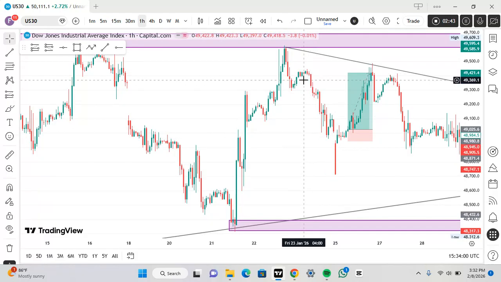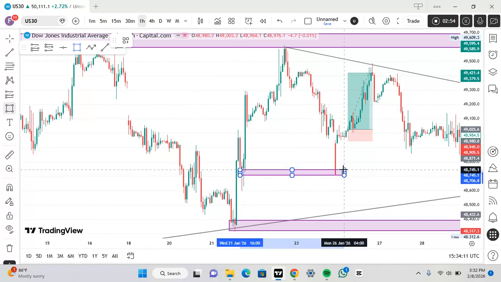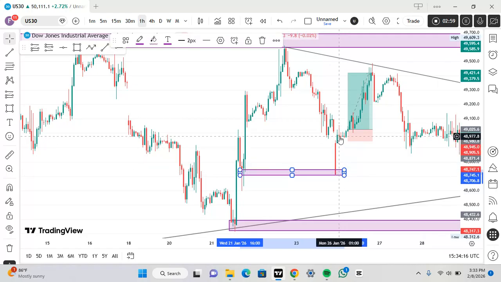So this was how I got into this trade, because I knew US30 was very bullish. When price switched bearish, I knew that it was just a temporary trend. And as you can see, price came and tapped into this level. This is a demand level. Price tapped into that level and pushed higher.